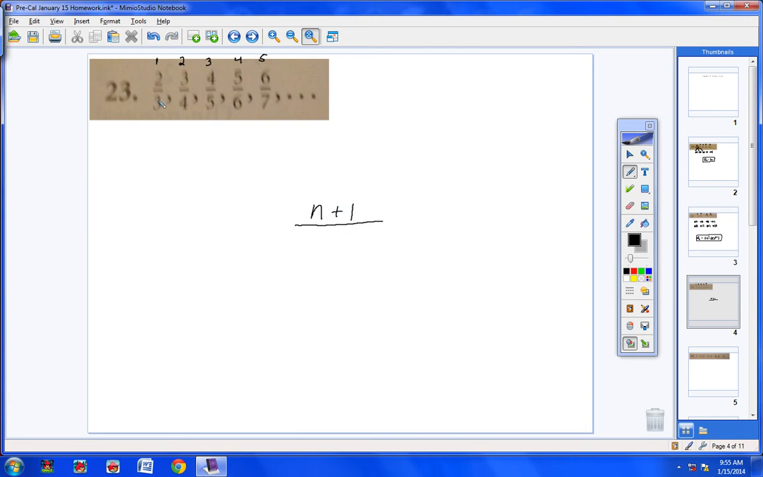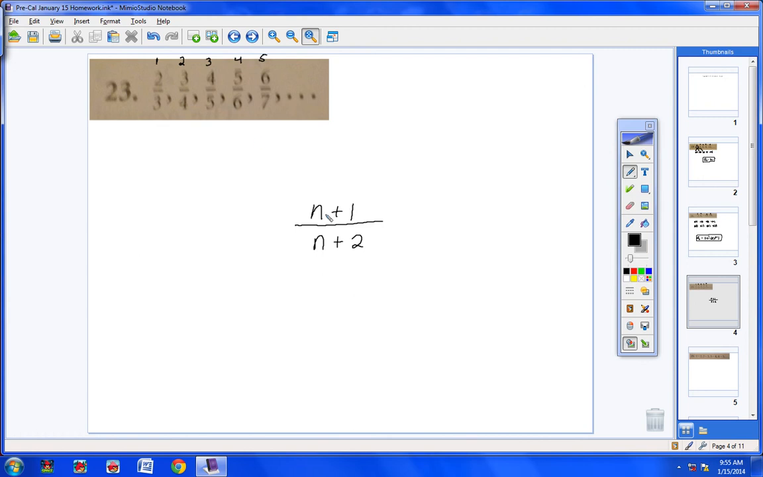Now look at your denominator. Do you see how 3 is 2 more than 1? 4 is 2 more than 2. 5 is 2 more than 3. 6 is 2 more than 4. 7 is 2 more than 5. So all of the denominators are 2 more than the actual term. So I can put for my denominator n plus 2. And we're done. Let's see if it works.